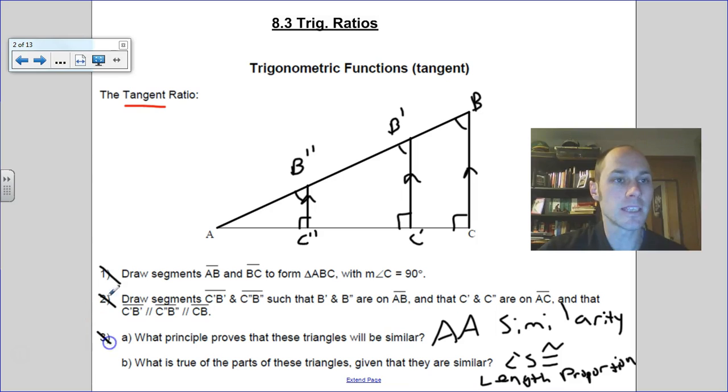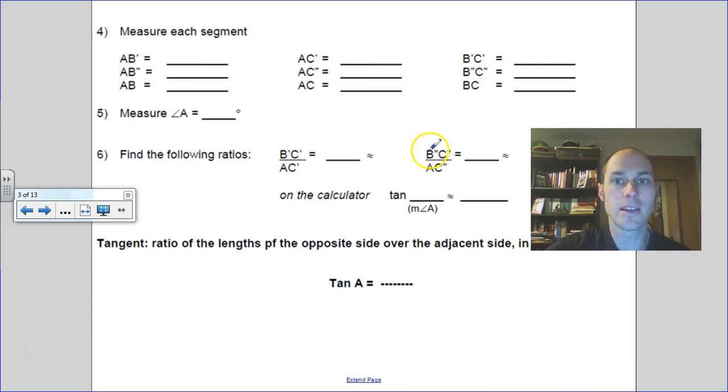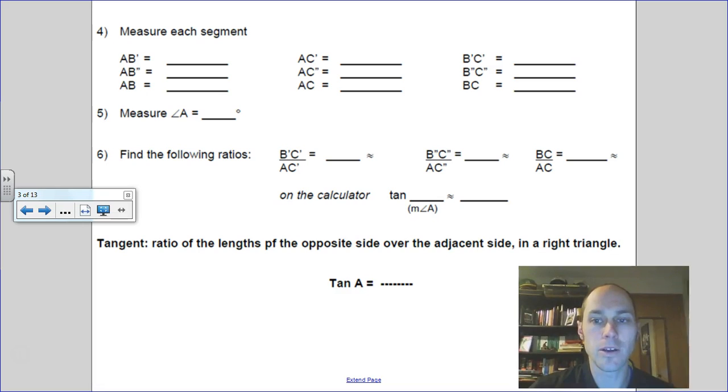Next, we need to do some measuring. You're going to measure all those lengths that are asked for. Write those down, get out your ruler and do that. Then get out your protractor and measure angle A. Then you need to find the following ratio. You're going to divide the two segment lengths and get an approximate ratio for all three of those. And then on your calculator, you're going to take the tan of the angle.